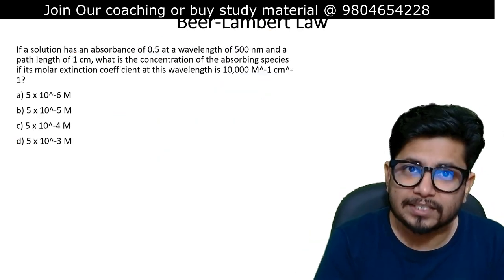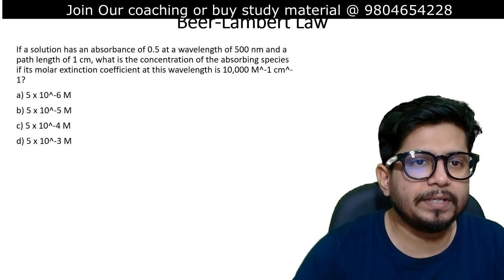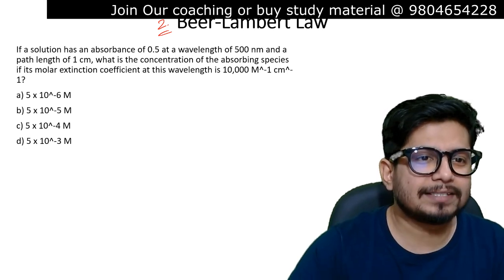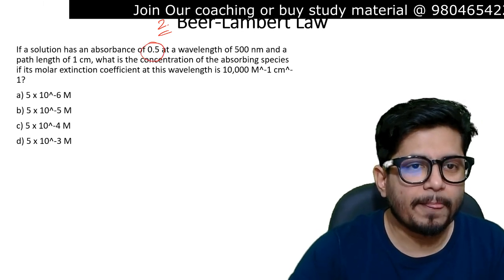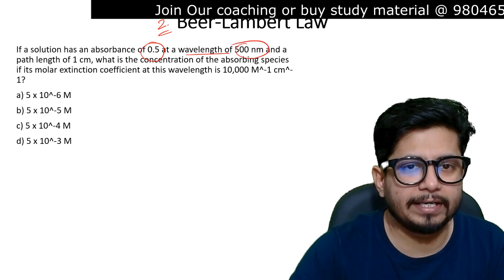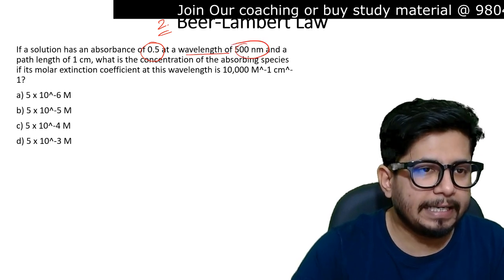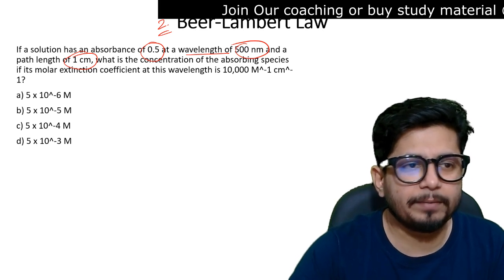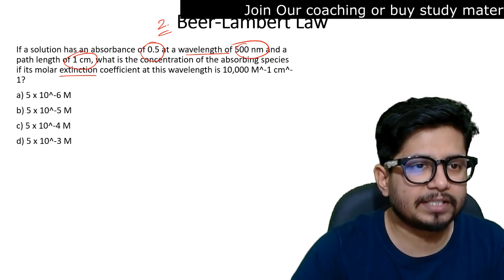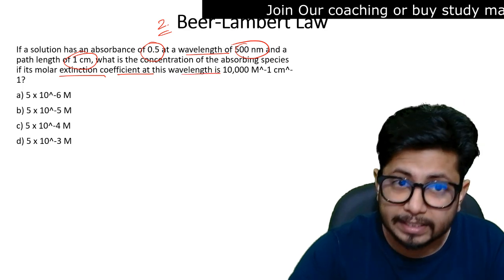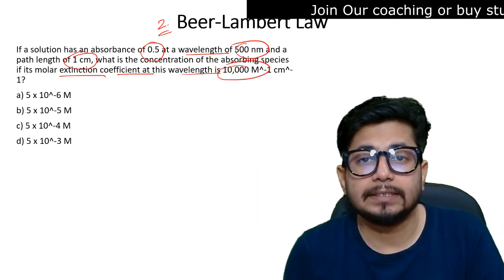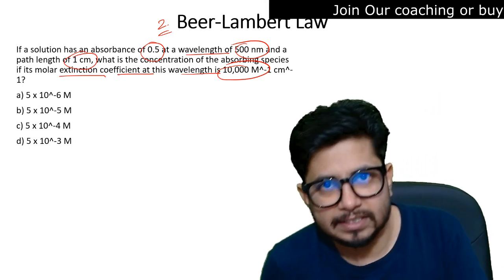So let's move to the next problem. This is a problem from Beer-Lambert law. If a solution has an absorbance of 0.5 at a wavelength of 500 nanometer and a path length of 1 centimeter, what is the concentration of the absorbing species if its molecular extinction coefficient at this wavelength is 10,000 per mole per centimeter, or 10,000 mole inverse centimeter inverse?